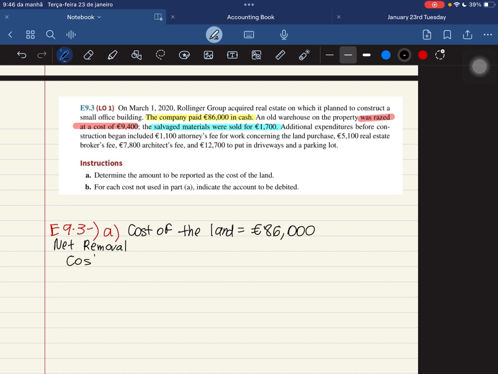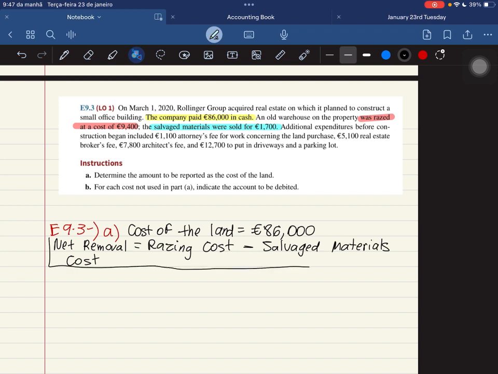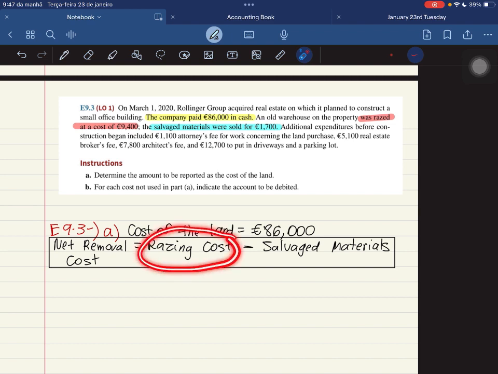So this is basically a formula: the original razing cost of the warehouse or whatever construction was there before, minus the salvage materials. And if you think about it, this formula actually makes sense, because we have the original razing costs that we have to pay in order to take this warehouse down, and we're subtracting the salvage materials because that means that after taking this warehouse down, there were some materials that we could actually still use, that we could still save, and this is why we're subtracting them from the razing cost.